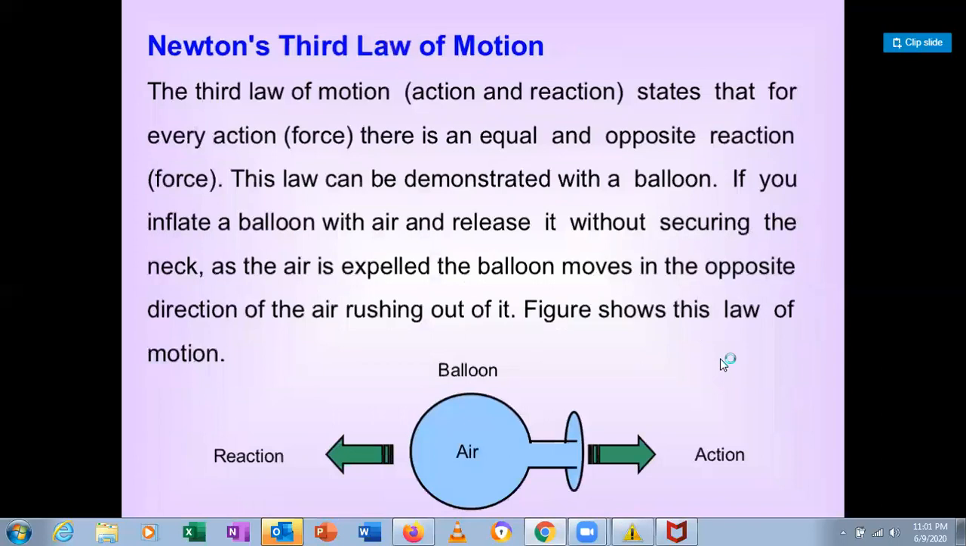Newton's third law of motion: whenever an action is given, there is a reaction. Here, thrust is the action and drag is the equal and opposite reaction, which keeps the body at rest. If the thrust overcomes the drag, then the aircraft starts to move.